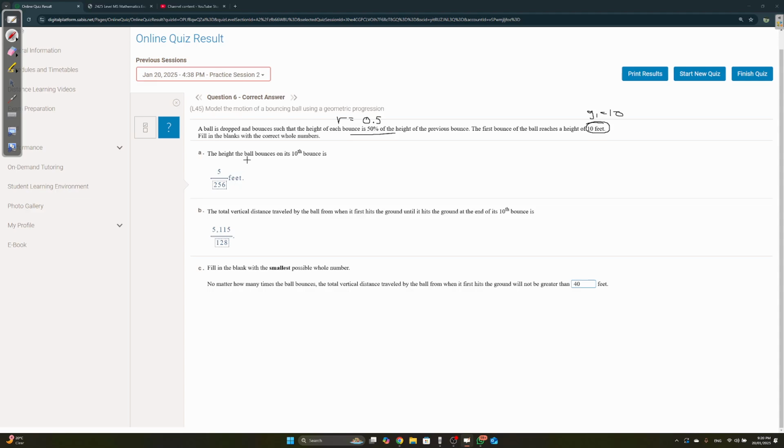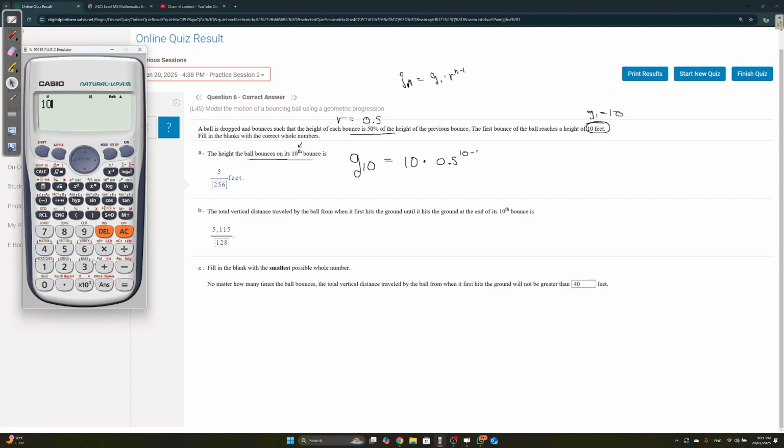The height the ball bounces on the 10th bounce is how much? So we have a geometric progression. Obviously, we are asked to find G10. We know Gn is equal to G1 times r to the power of n minus 1. So what's G1? 10. R is 0.5. We're talking about the 10th bounce, so n minus 1, so 10 minus 1. Let's see. 10 times 0.5 to the 9, and you get 5 over 256.